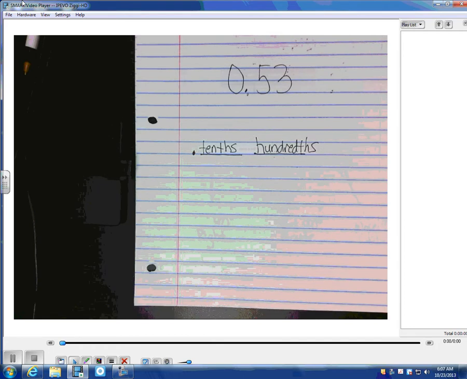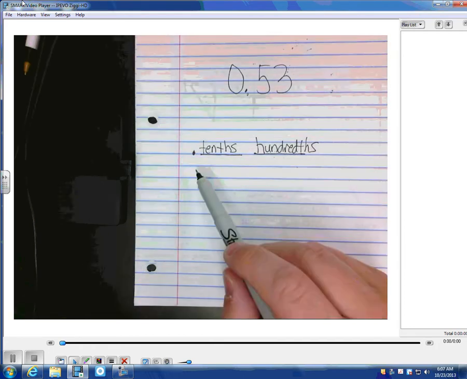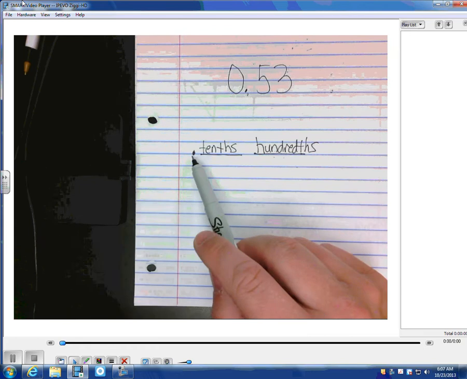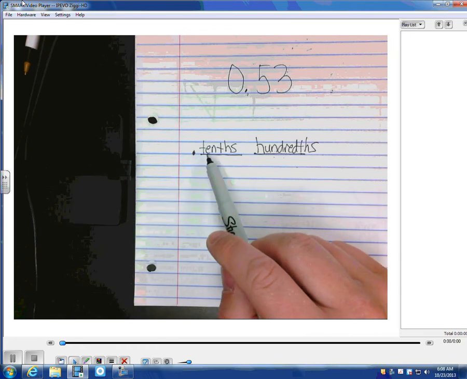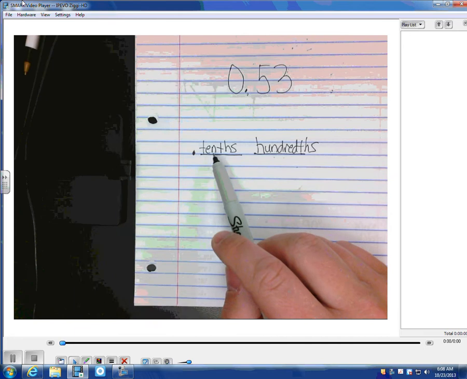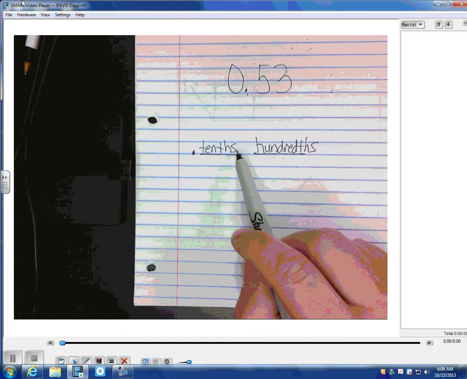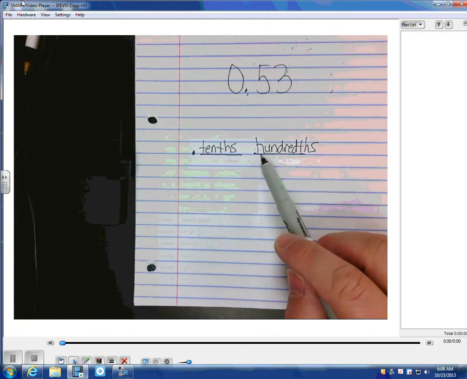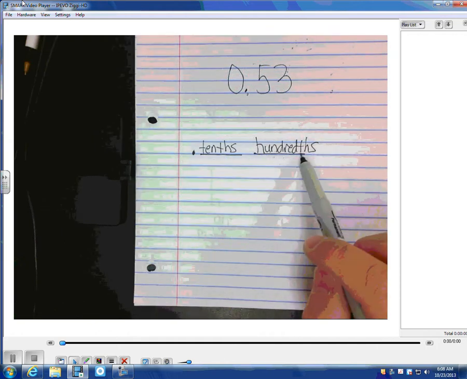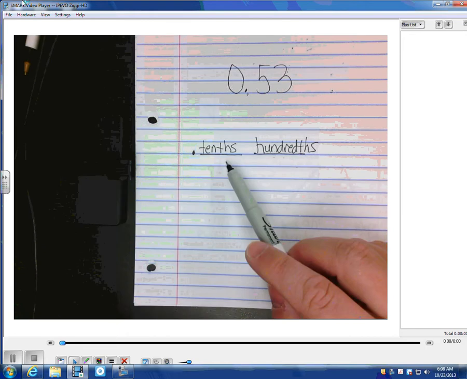So first let's just review place value real quick. So we have our decimal here. The first number to the right of our decimal is the tenths place. And notice it ends with THS. I'm not saying tens, I'm saying tenths. And the second place value past the decimal is the hundredths place. So it goes tenths, hundredths.